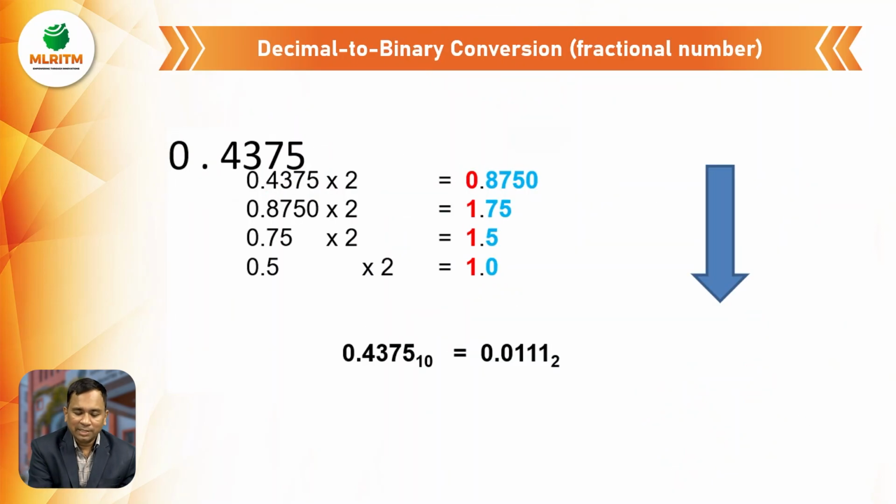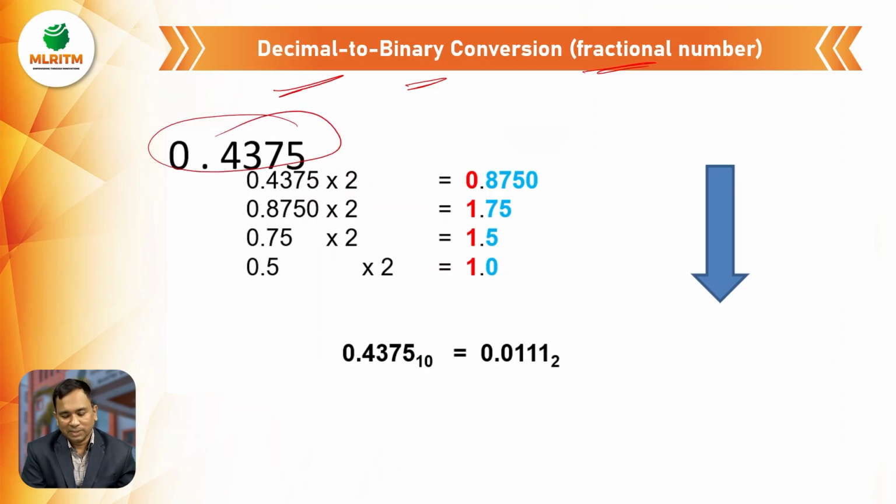Next conversion is decimal to binary conversion. Same as previously, decimal to binary, but for a fractional number. And in this case, if I'm taking the example 0.4375, how do we convert it to a binary number?